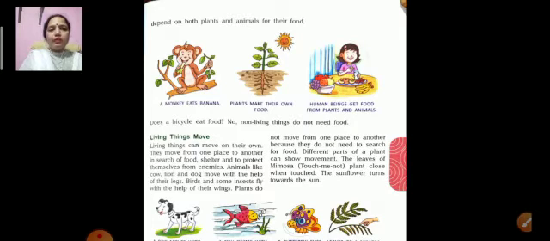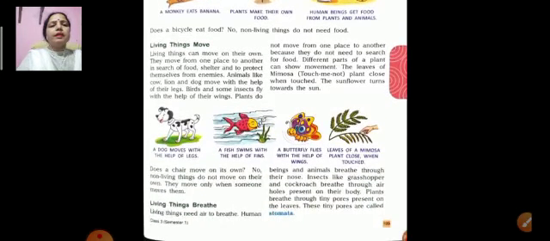Animals like cow, lion and dog move with the help of their legs. Birds and some insects fly with the help of their wings. Plants do not move from one place to another because they do not need to search for food. Different parts of a plant can show slow movement. The leaves of mimosa plants close when touched, and the sunflower turns towards the sun.